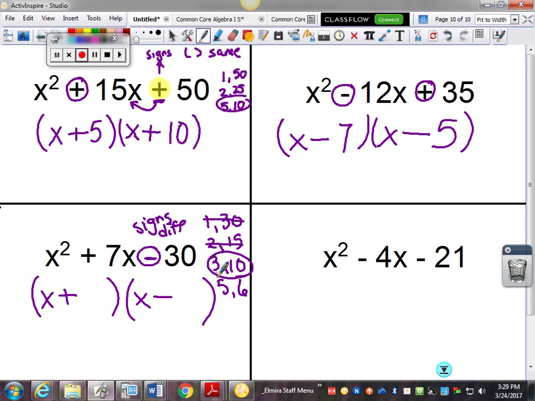But you notice I'm not rushing to put the 10 and the 3 in there. I have to now, with the signs being different, think about where the numbers are going to go. Okay? In order to double distribute to get a plus 7 here, I need the 10, the larger number, to go to the plus, and the 3 to go to the minus. Okay, so I always think where the bigger number is going to go.